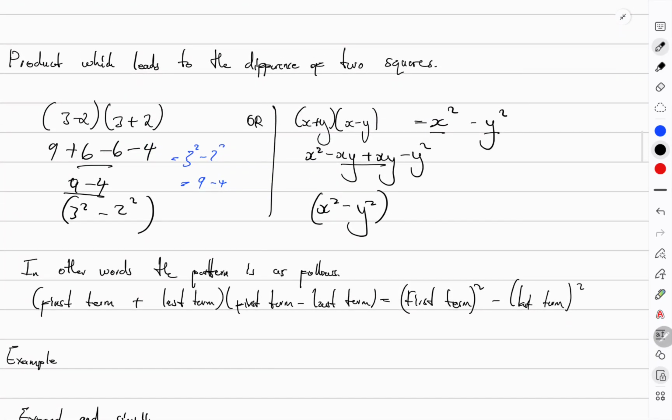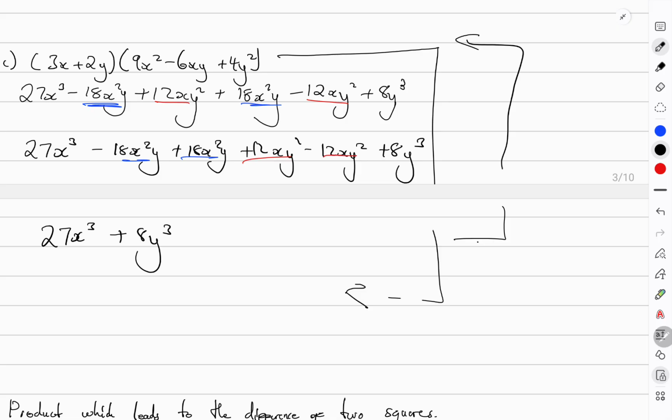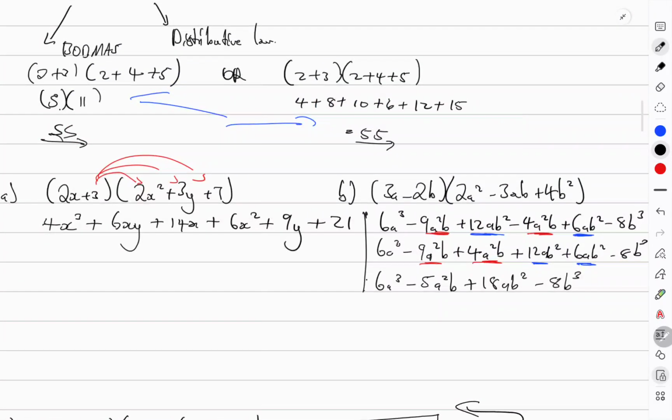We were simplifying, but now factorize means we should go back. Can you see we took this thing to here, but with factorize, we should take this particular 27x to the power of 3 plus 8y to the power of 3 back there. Can we do that? Factorize means take your answer, take it back here.